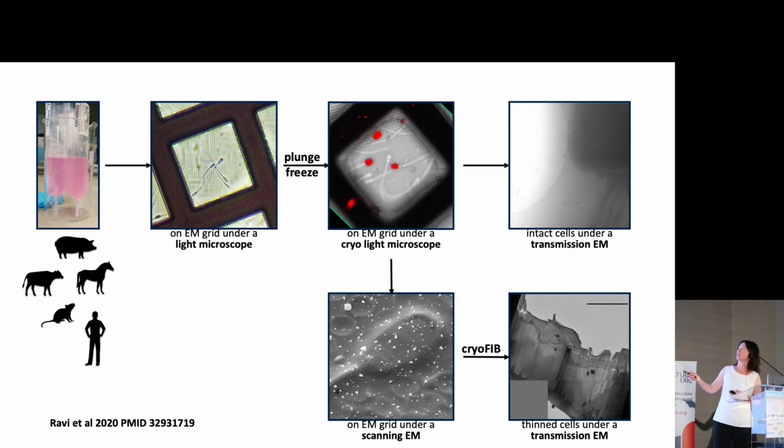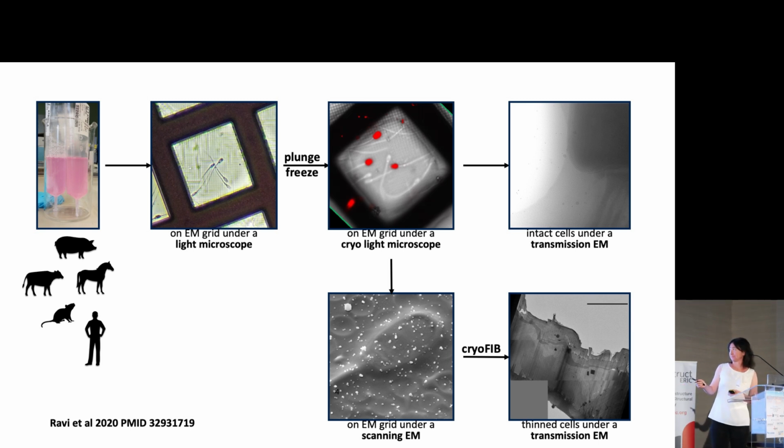If we do want to localize a specific area of the cell, then we will first do some labeling, and then we can do cryofluorescence microscopy. And then depending on which part of the cell we want to look at, we will either go directly to the transmission electron microscope if we look at the thinner part of the cell, or we will go through focused ion beam milling to thin the sample.